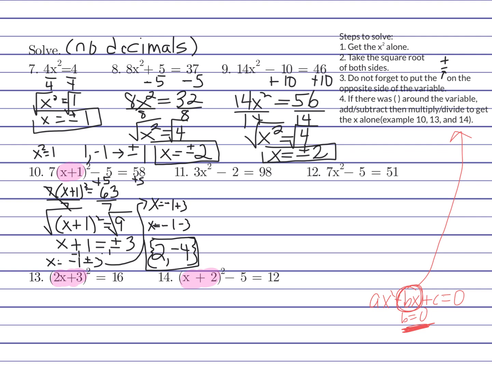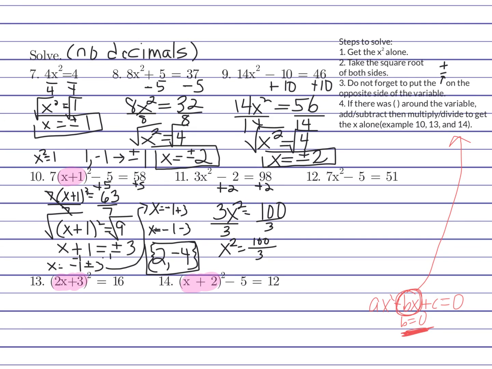For number 11, I'm going to add 2 to both sides. 3x squared will equal 100. I'm going to divide by 3. X squared will equal 100 divided by 3. Then I'm going to take the square root of both sides. So x will equal plus or minus the square root of 100, because I want to separate that, divided by the square root of 3.